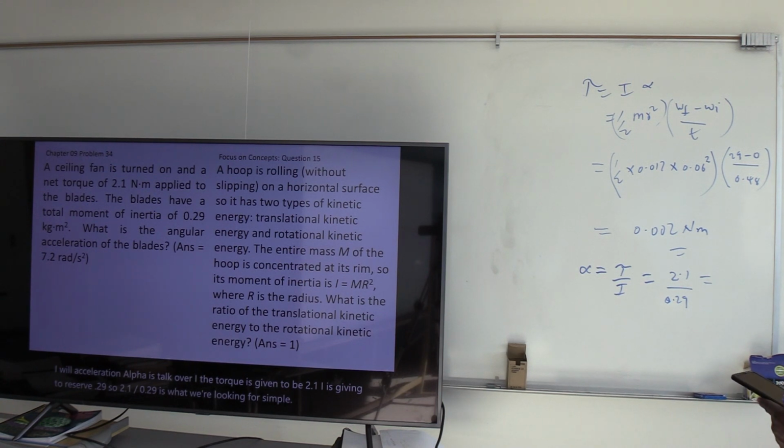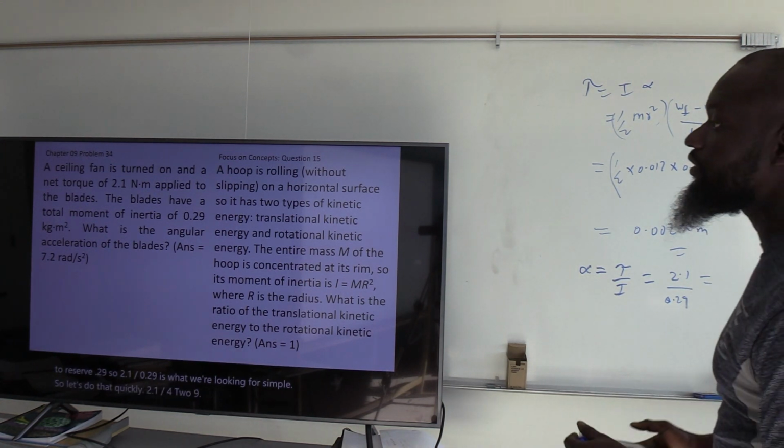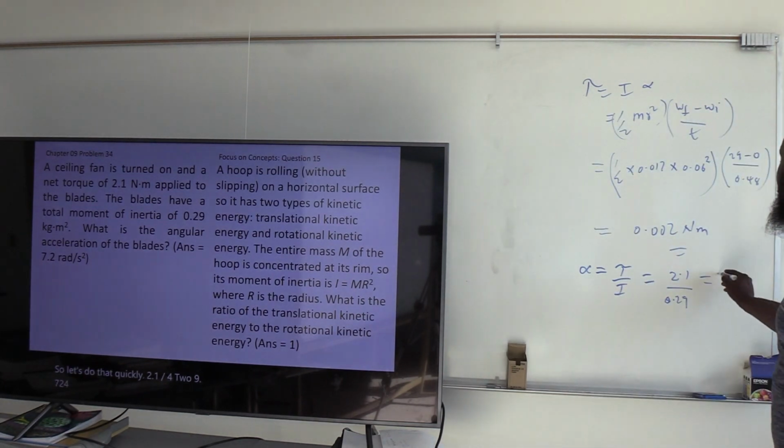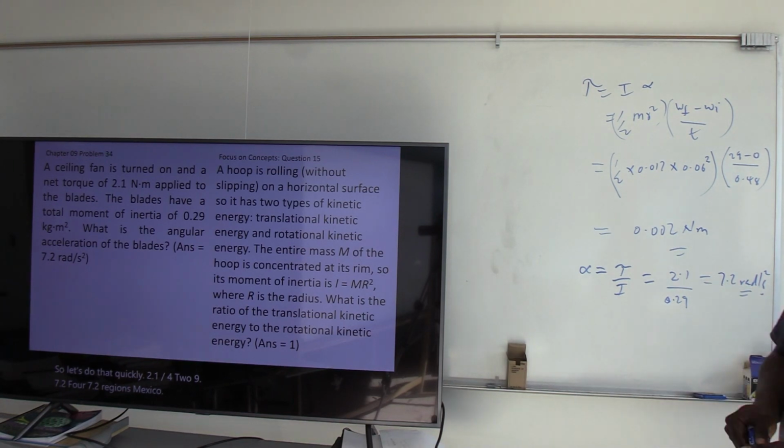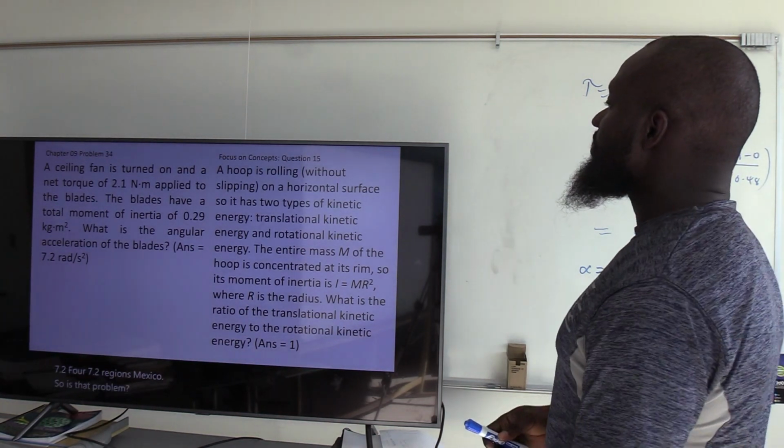So let's do that quickly. 2.1 divided by 0.29. 7.24. 7.2 radians per second squared. That solves that problem. Then focus on concept question 15.